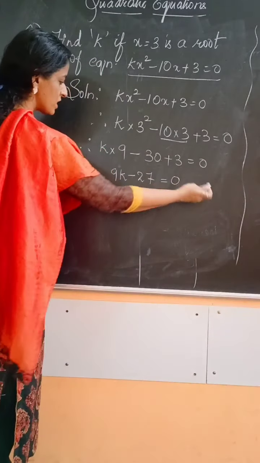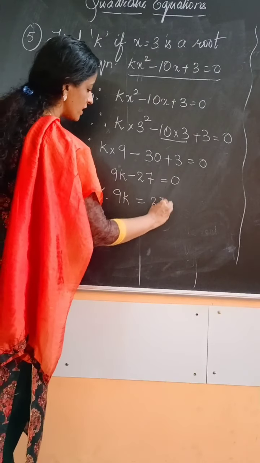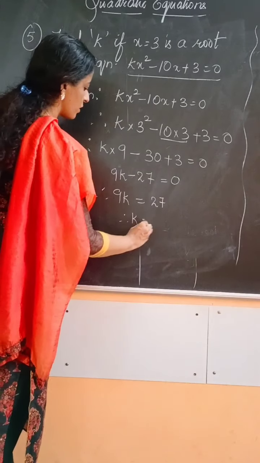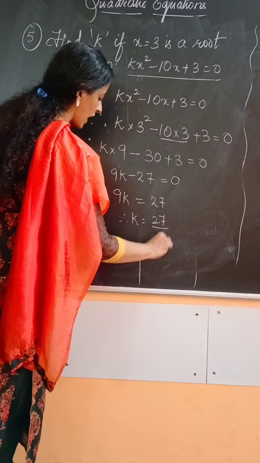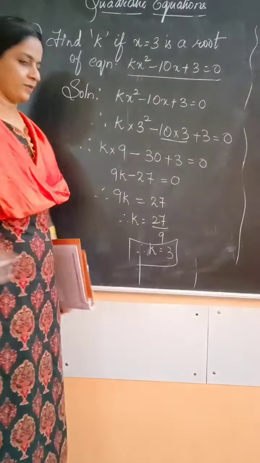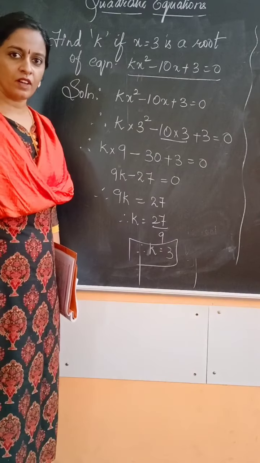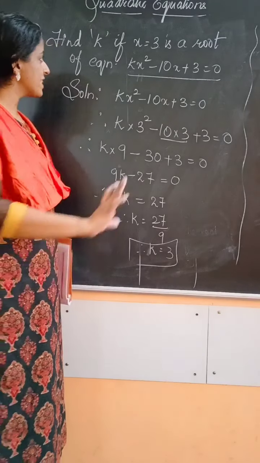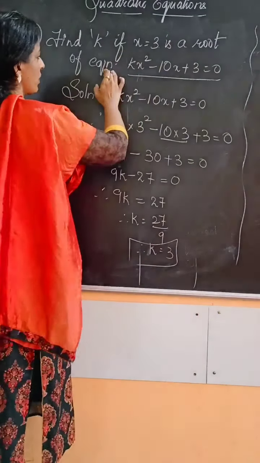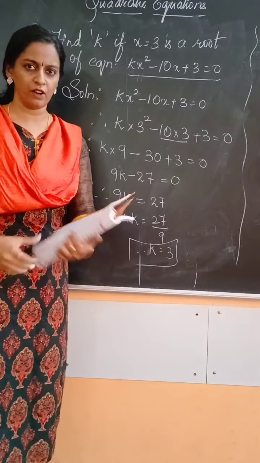Now bring minus 27 to the other side. This will be 9k is equal to 27. So therefore, k is equal to 27 upon 9. k is equal to 3. This way you got the value of k as 3. Easy? Yes. It is given that x is a root of the equation. So just put the value of x and calculate. You get the value of k.